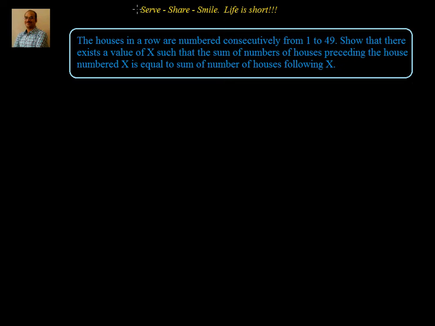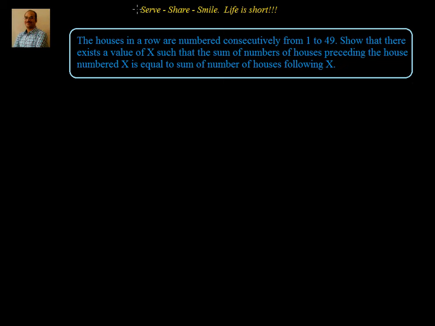So the condition we have been given is that there are houses starting from 1 to 49. They are actually in arithmetic progression. So the house numbers are like this: 1, 2, 3, 4, 5, 6, like that up to 49. So there is a house number between 1 and 49 such that the sum of all the house numbers before that x is equal to the sum of all the house numbers after x. So see here, now x is not considered. We are taking all the sum before x and equating it to all the sum after x to the end.